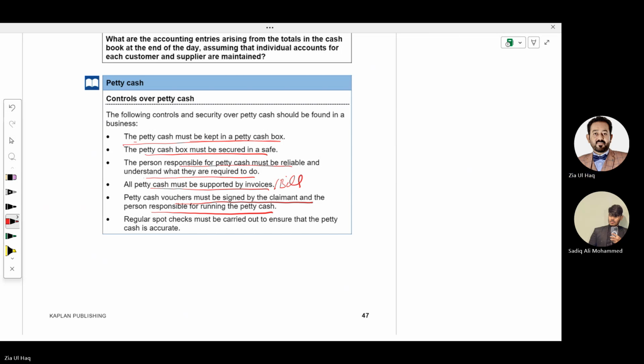So that every expenditure should be properly authorized by the person who made the expenditure, who asked him to pay for this. Regular spot check must be carried out to ensure that the petty cash is accurate, and another person after a week, after 10 days must check how much cash he is having in petty cash box and how much are the expenditure, to see he is not using that money for his personal expenditure. Otherwise, there could be fraud.